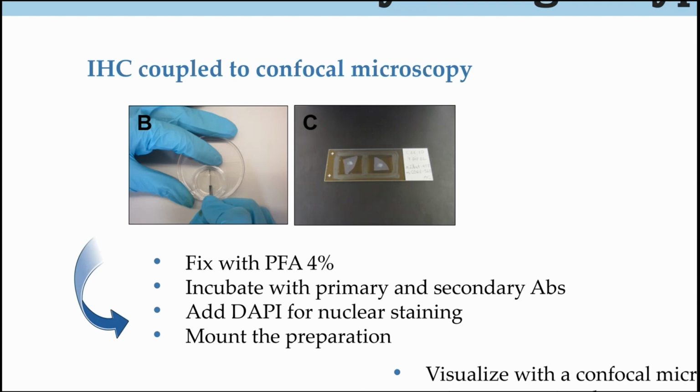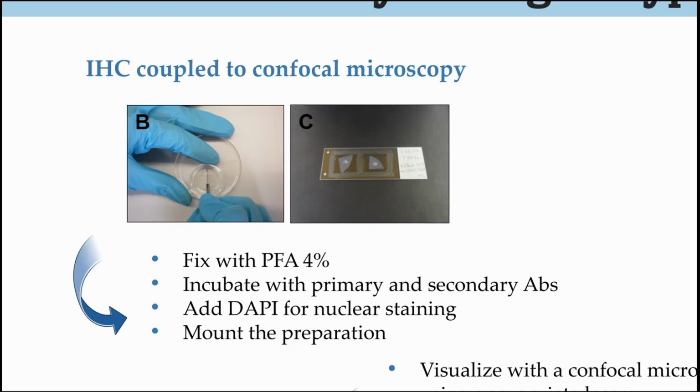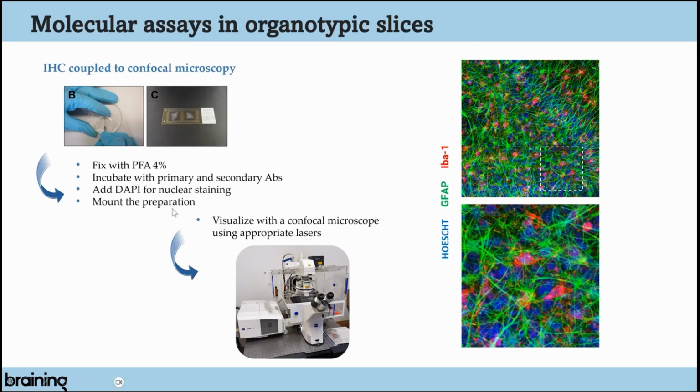So what you have to do is fix the slice with paraformaldehyde, and incubate with the primary and secondary antibodies. Usually we add a nuclear staining and we mount the preparation. Afterwards, usually after 24 hours that we let the slices dry, we just go to the confocal microscope and acquire our fluorescent images using the appropriate lasers.